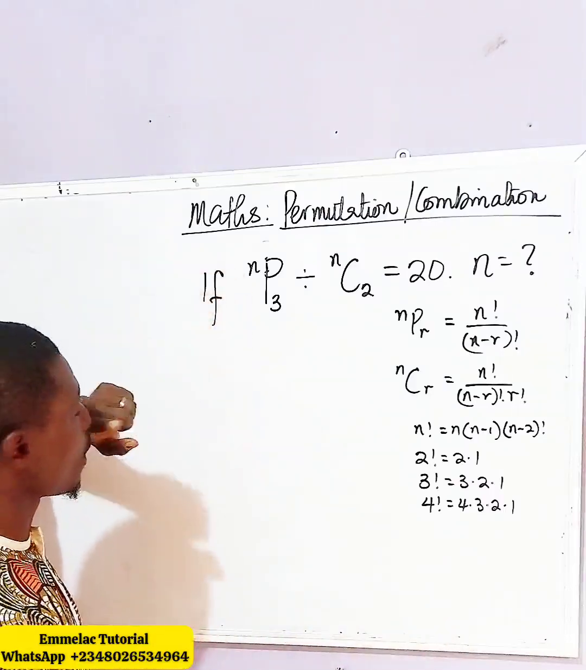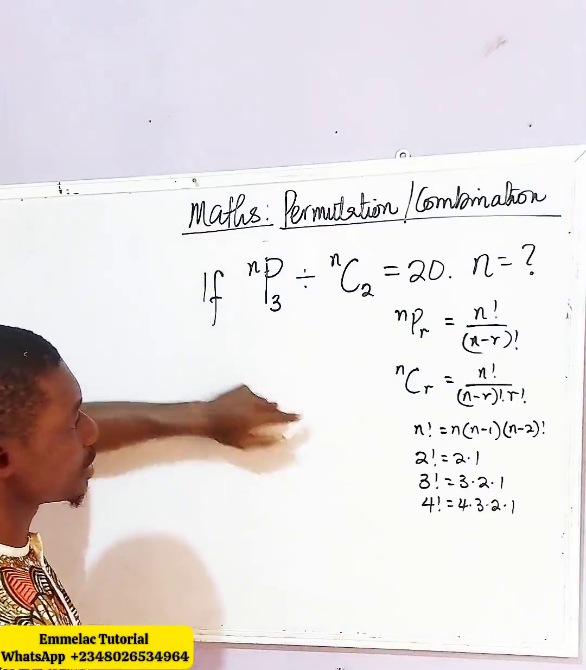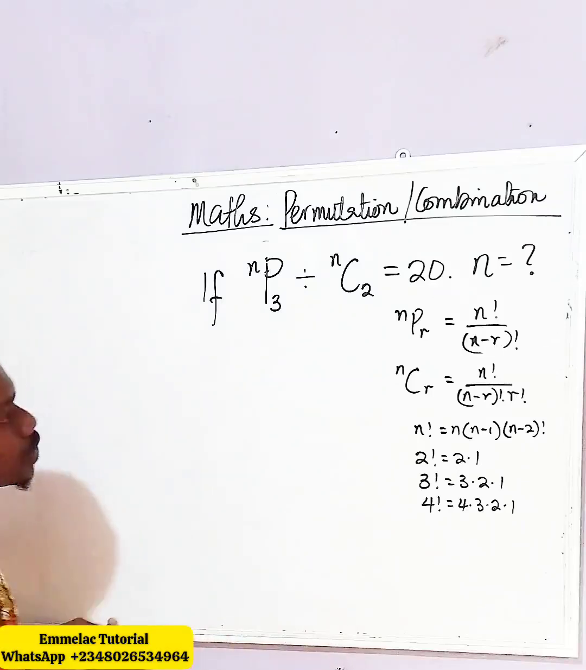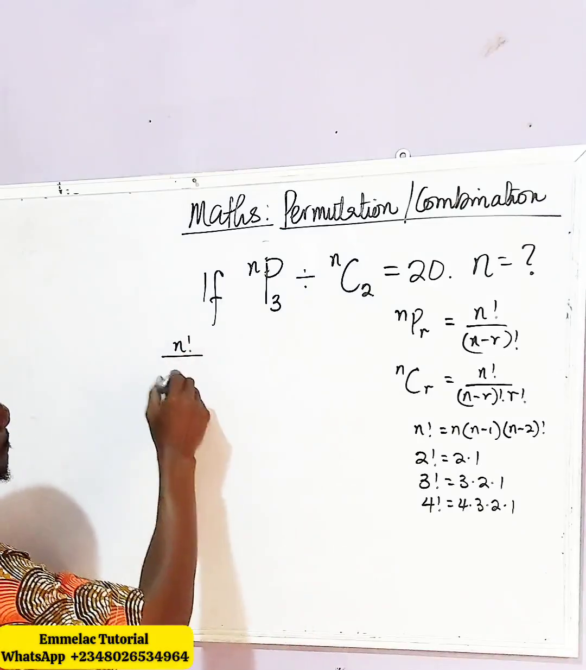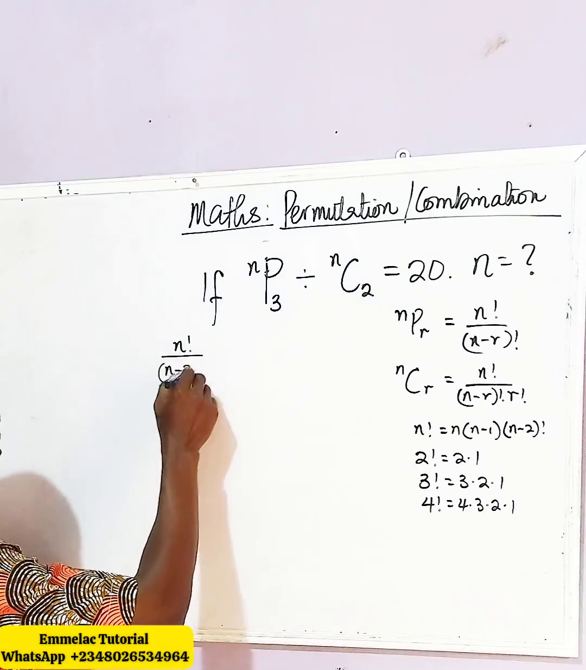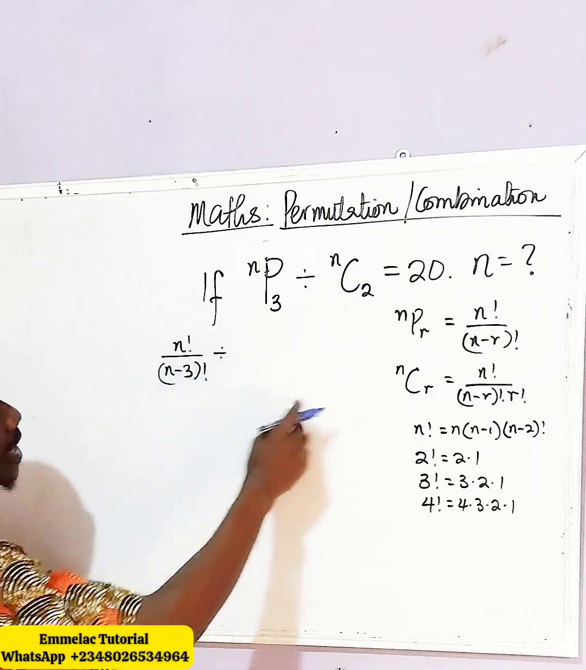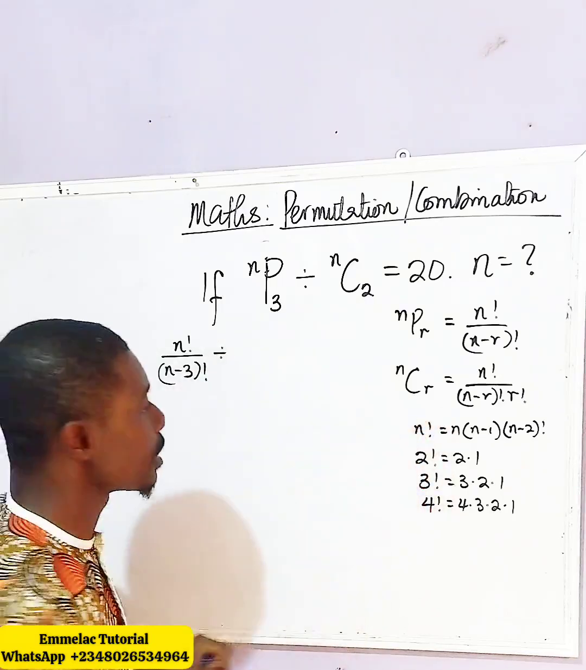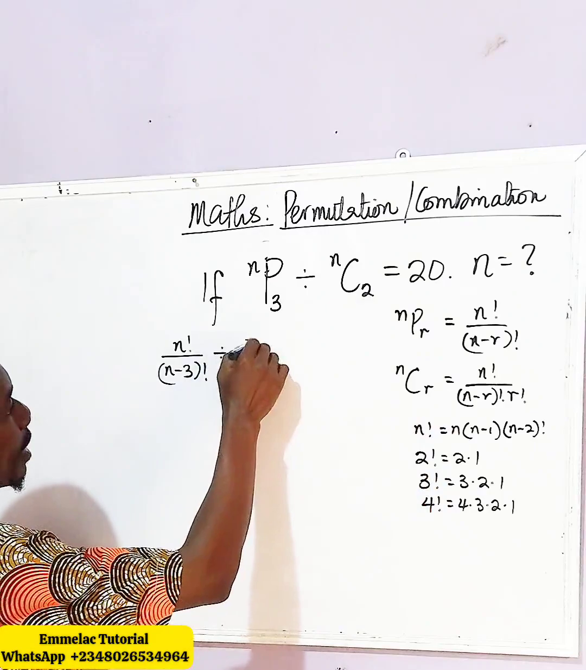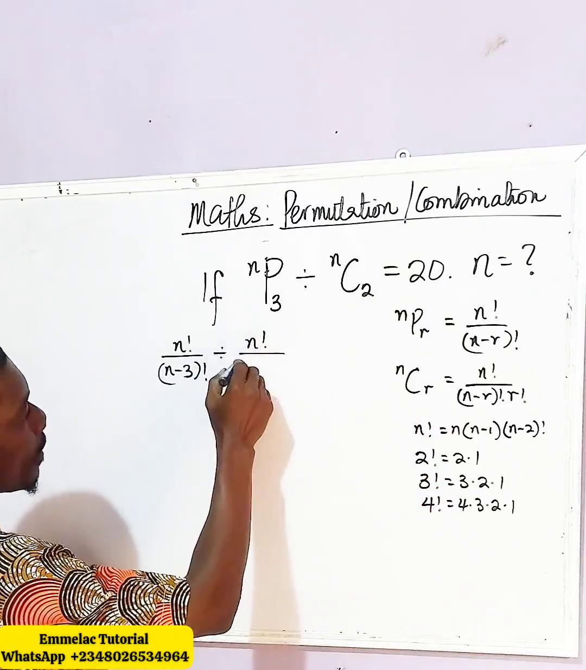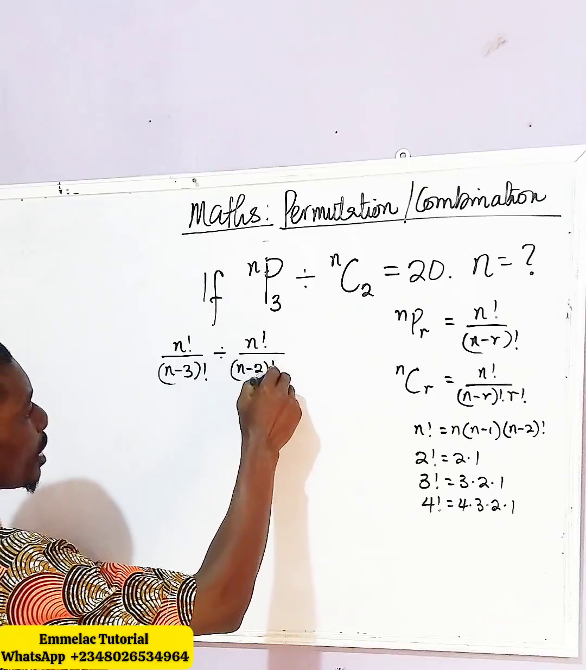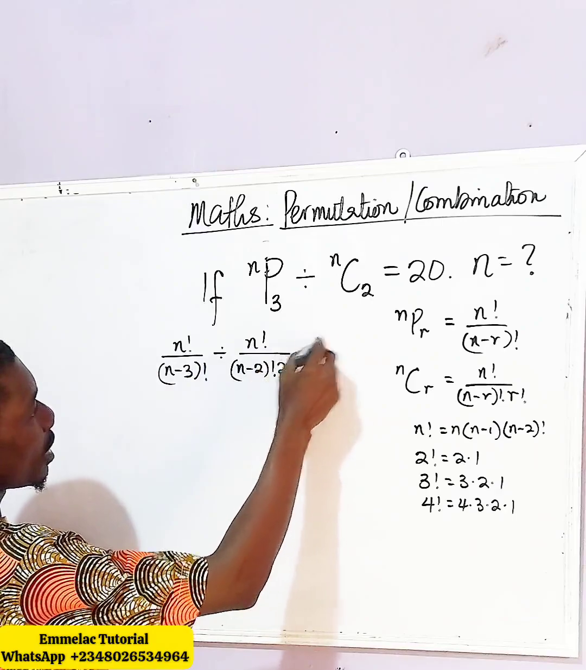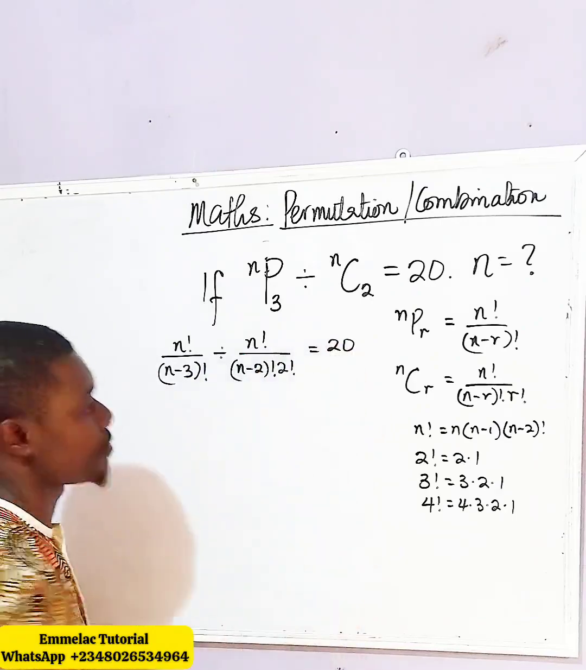Now for nP3, applying this rule, we have n factorial all over (n minus 3) factorial, divided by the combination. Applying this rule here, we have n factorial all over (n minus 2) factorial times 2 factorial. Everything equals what? 20.